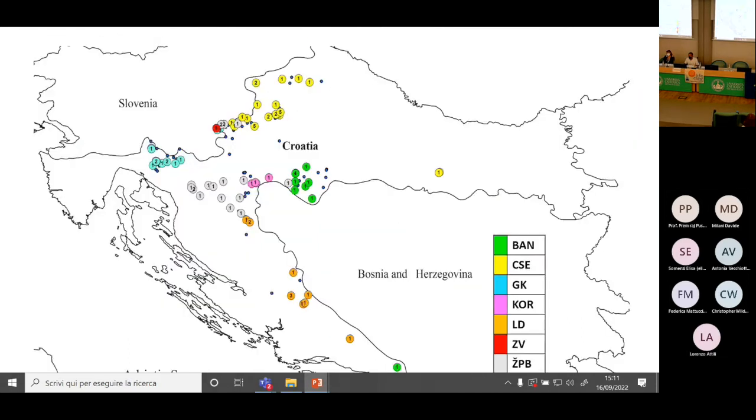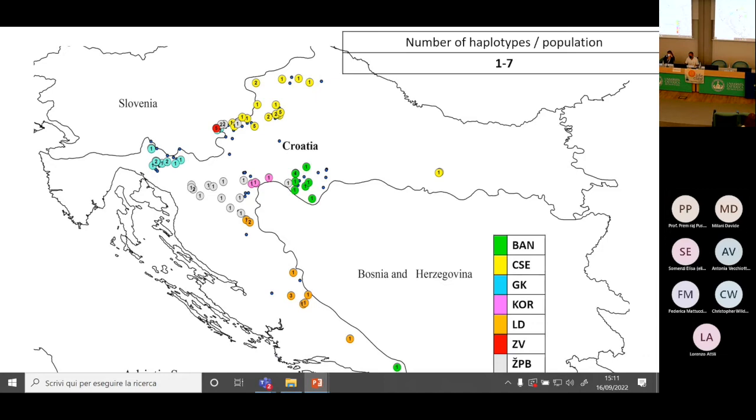When we show the number of haplotypes per population per lineage, and those lineages we treat as evolutionarily significant units, here is the map with the number of recorded different haplotypes within each population. The number of haplotypes per population ranges from 1 to 7.